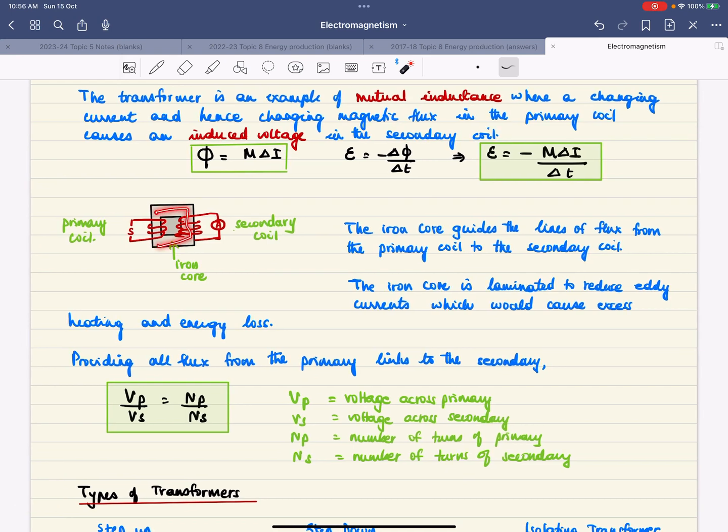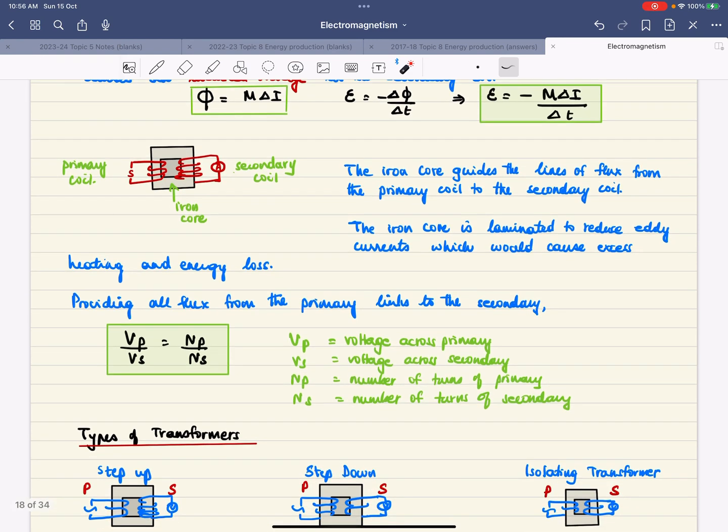So you've got an iron core with two sets of coils, one round the core. One of them, the primary, is what's connected to the supply, and the secondary is not connected to a supply, but you want an induced voltage in the secondary coil. Now, the iron core is laminated to reduce eddy currents, which would cause excess heating and energy loss.